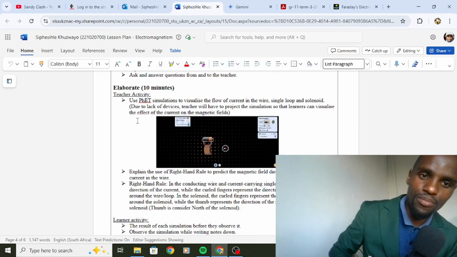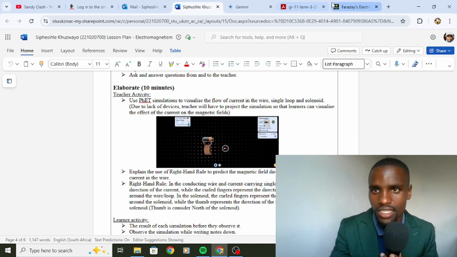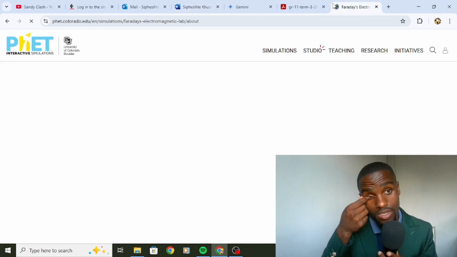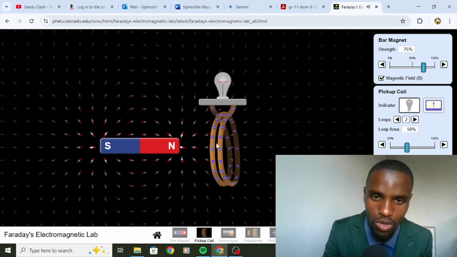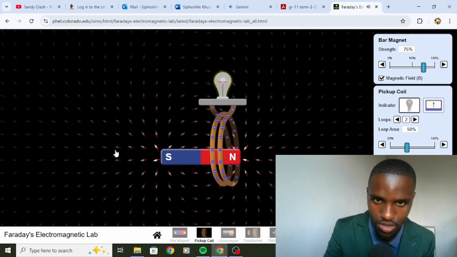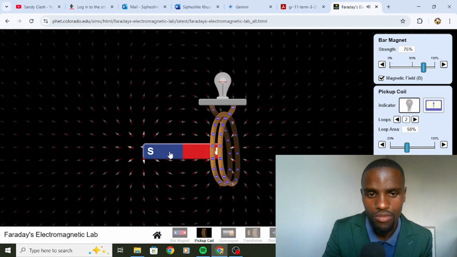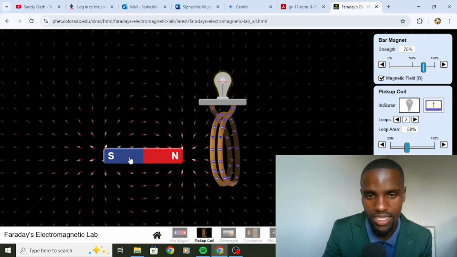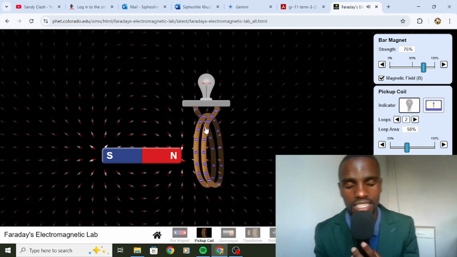The elaboration stage was the tricky part because I tried to show them this PhET simulation that I was going to demonstrate to them. If you move one of the components between a coil and a magnet, there's going to be an induced current or induced EMF. As you can see, if I move the magnet, the bulb lights up, and if I move the coil, the same effect. There must be motion relative to each other.